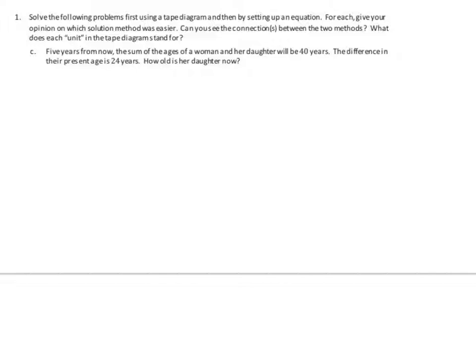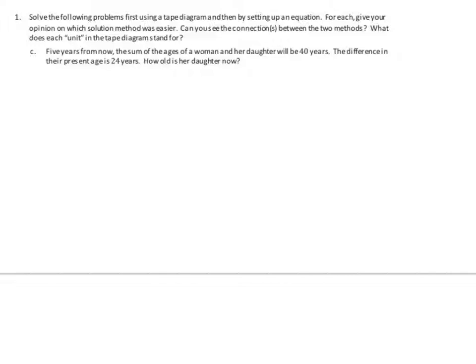This is another age one, but a little bit different. So again, the instructions are the same. I just cut the problem out. So 5 years from now, the sum of the ages of a woman and her daughter will be 40 years. The difference in their present age is 20 years. How old is her daughter now?